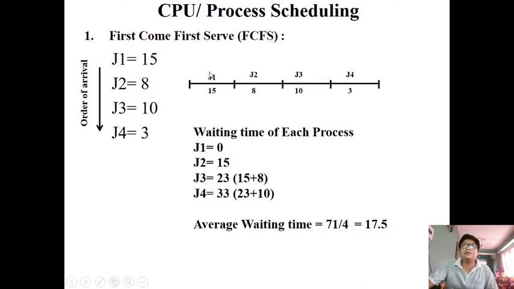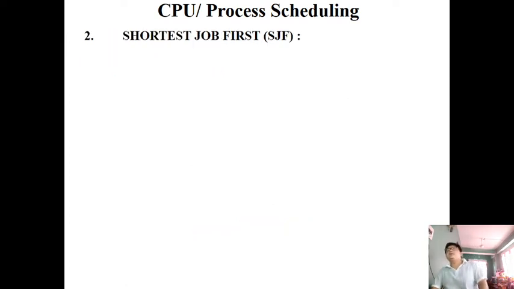So J1 burst time is 15. So J2 will wait for 15 units of time. So that's for J2. Similarly, you can easily identify the waiting time for J3 and J4. So if I average all the waiting time of these various processes, I'll get the average waiting time as 17.5.